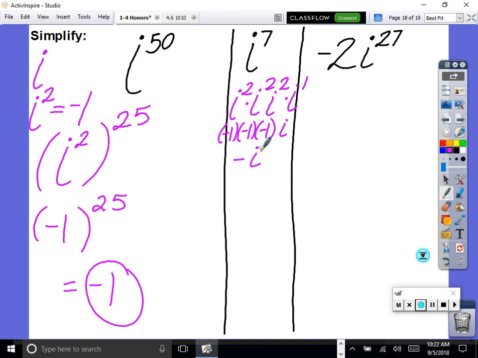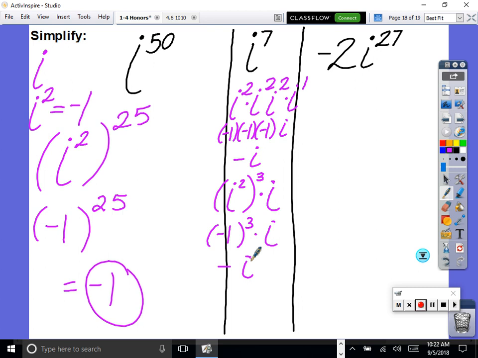Here's another way you could have done it. You could have said, oh, well, that's i squared cubed. That's 6, and then we need times i. So then we have -1 cubed times i, which is -i. Do you see how there's many different ways? It's just manipulating it. There's not one right way to do it.